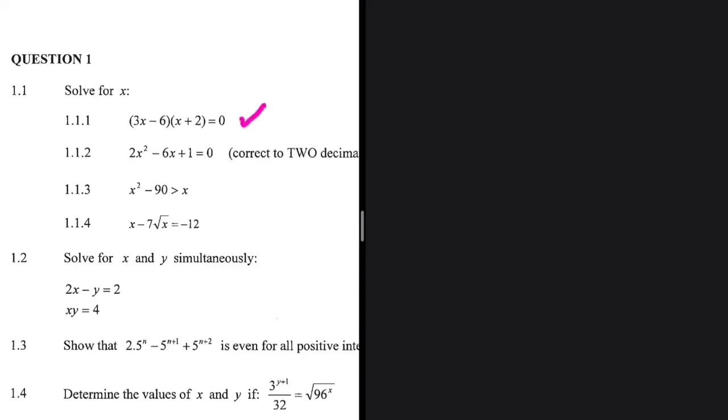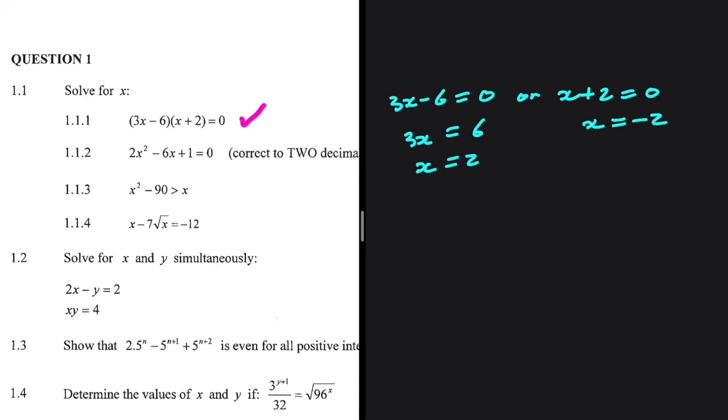If you take a look at 1.1.1, the equation is already factorized. We just need to equate to 0. So we're going to have 3x minus 6 equals 0, or x plus 2 equals 0. We're going to have 3x equals 6. We divide both sides by 3. We get x equals 2. And if x plus 2 equals 0, then x needs to equal minus 2. So these are our two answers. x equals 2 or x equals minus 2.